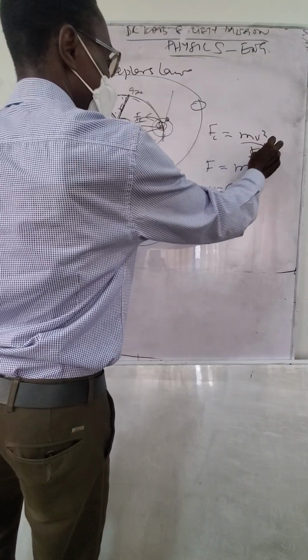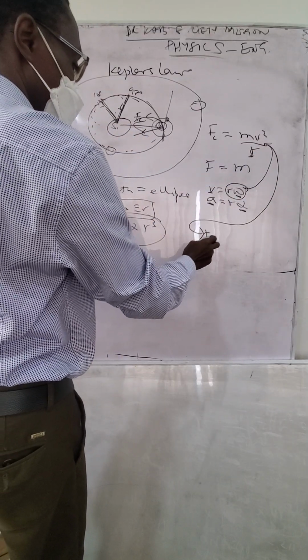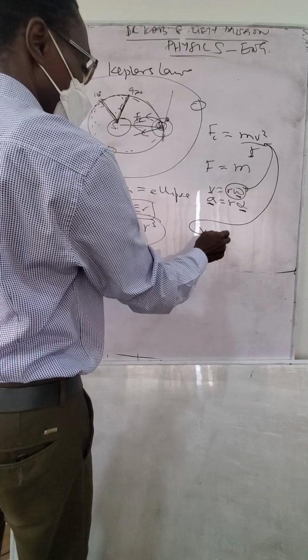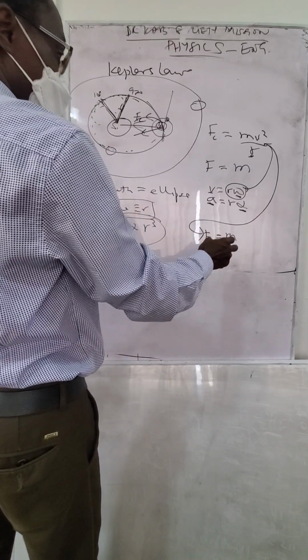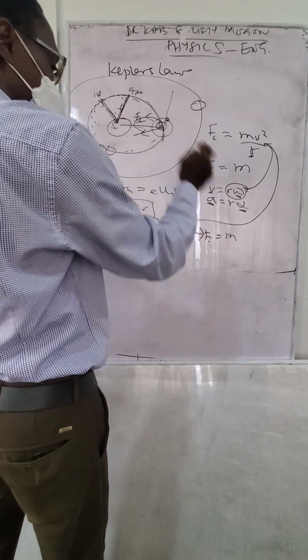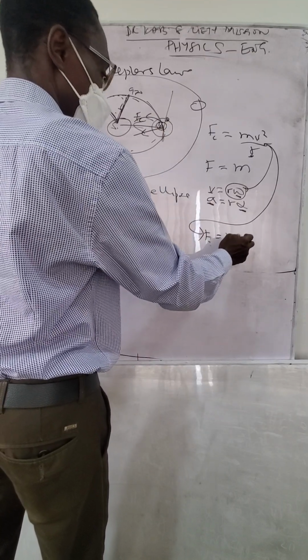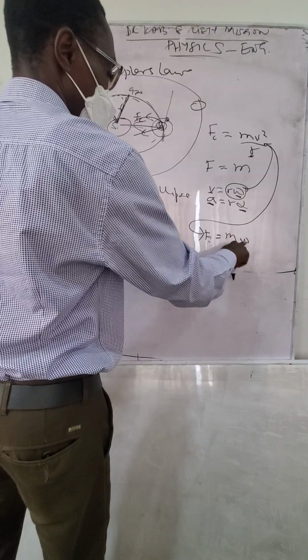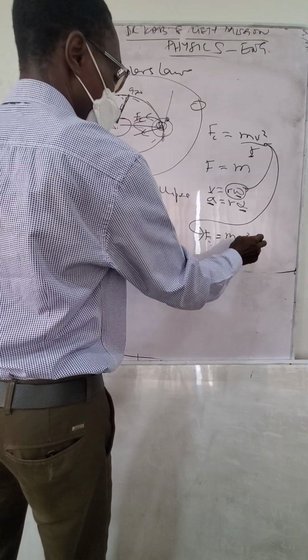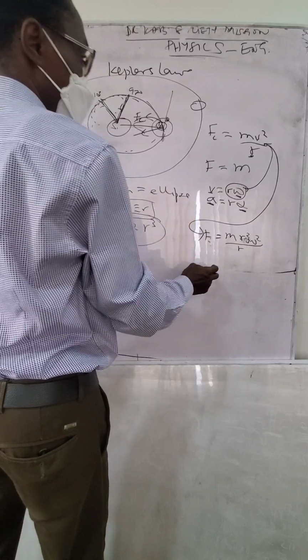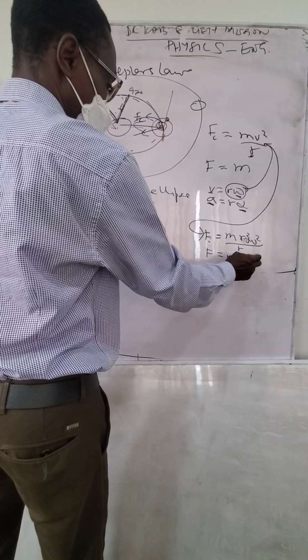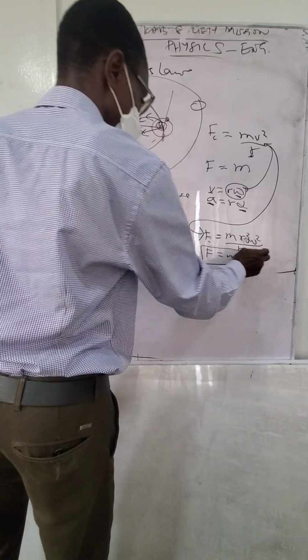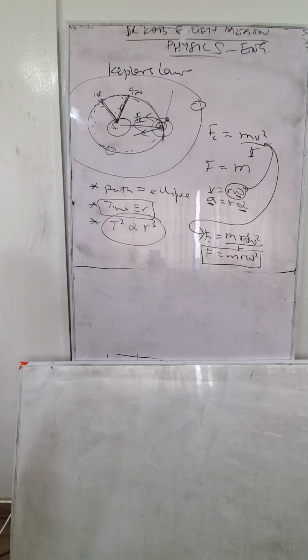If we put that there, then the equation will become Fc, or F, the force, is equal to m, the mass of the body that is revolving, times r squared omega squared over r. Now this will come out as what? r will cancel one, so m r omega squared. This is the formula that we have come out with, right?